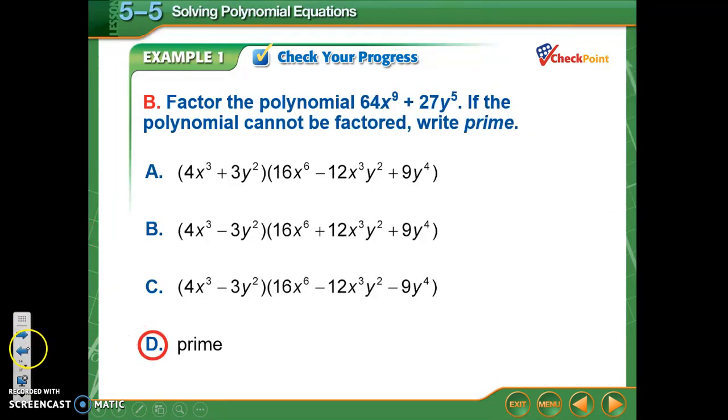All right, in this case, our polynomial is prime. There was no GCF, and neither of these are... well, actually the first one is a perfect cube. Its cube root is 4x cubed. But 27 is a perfect cube, but y to the 5th is not a perfect cube. So in this case, our answer is just, it's prime.